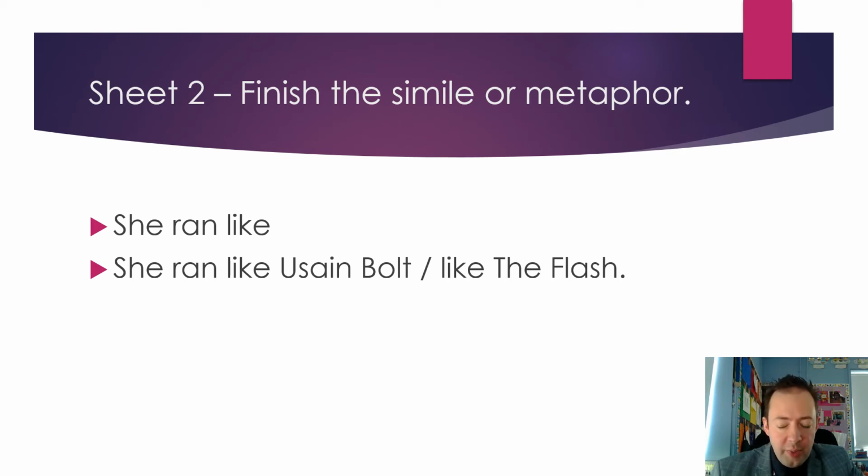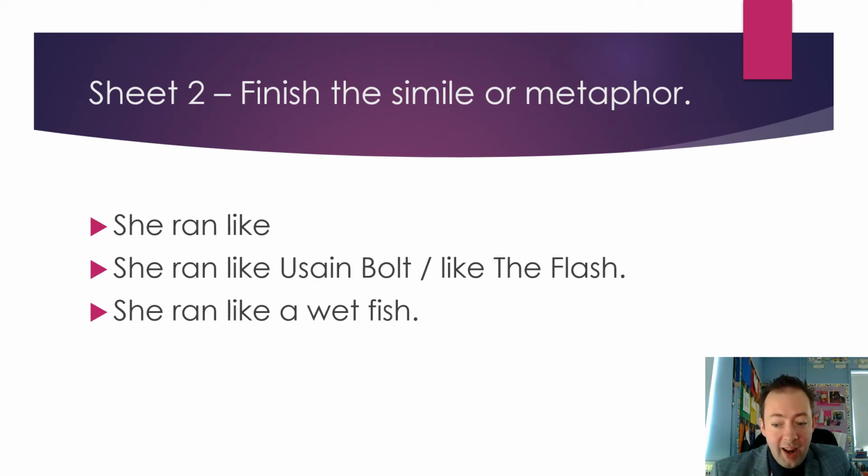However, you've got to be careful that you compare it to something sensible. For instance, she ran like a wet fish. In no way tells me how she ran. It doesn't tell me that she ran fast. It doesn't tell me that she ran slow. She cannot realistically run like a wet fish. It doesn't make any sense. So don't just pick something random. It has to be something that makes sense as to how she ran.